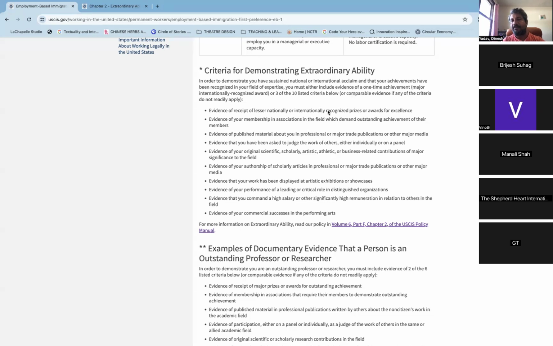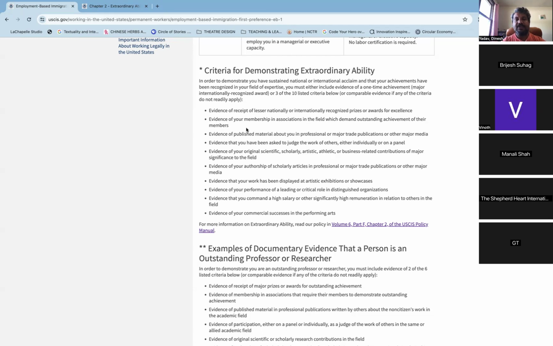It's always better that these prizes or awards come from nonprofit, nationally or internationally recognized bodies like Rotary Club, Lions Club, Scout, NCC, NSS, some President's Award or a governor's award or regional level award. College level awards, all of that will count into this.